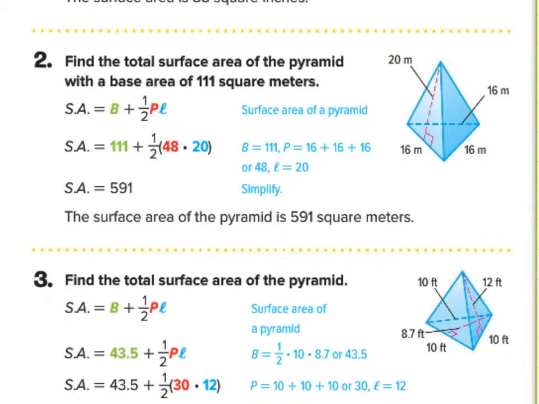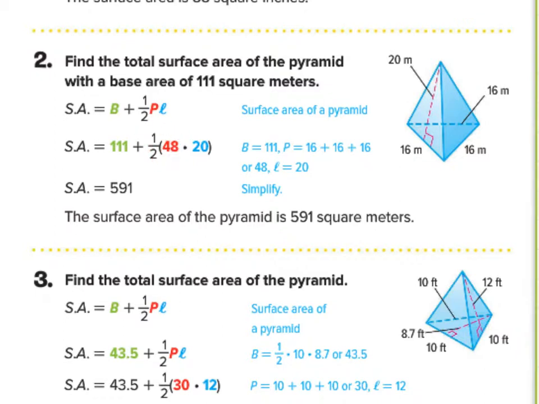Okay, now we have to find the perimeter. So what's the perimeter? It's 16 plus 16 plus 16, right? 16 plus 16 is 32, plus 16 is 48. And there it is. And then the slant height is 20, right? Slant height is 20. I'm going to go right ahead and just half the 48 because it's easier.